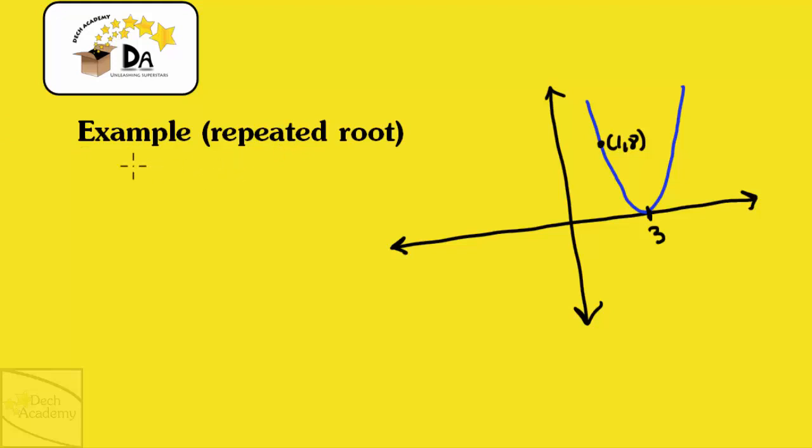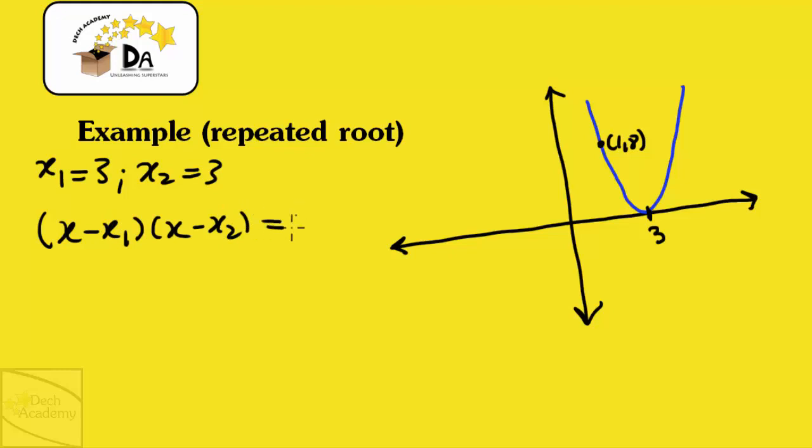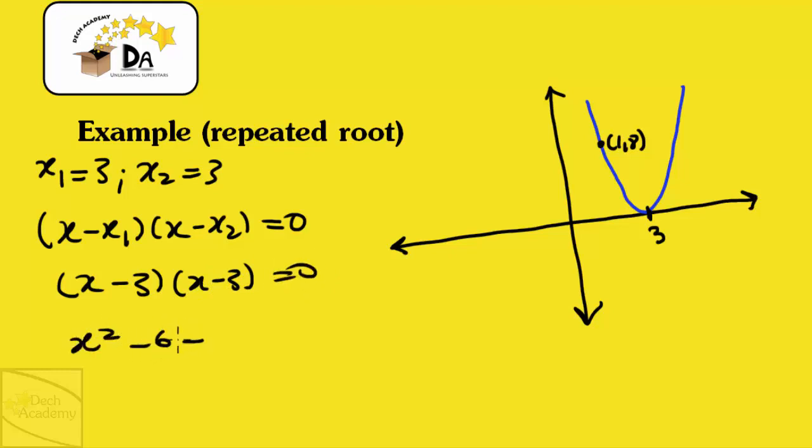Now, the first thing to do is construct an equation from the given roots. We know that this equation has repeated roots, so we can say, well, the first root is 3, and the second root is 3. Constructing an equation, because x1 is 3 and x2 is 3, this gives x squared minus 6x plus 9 equals 0.